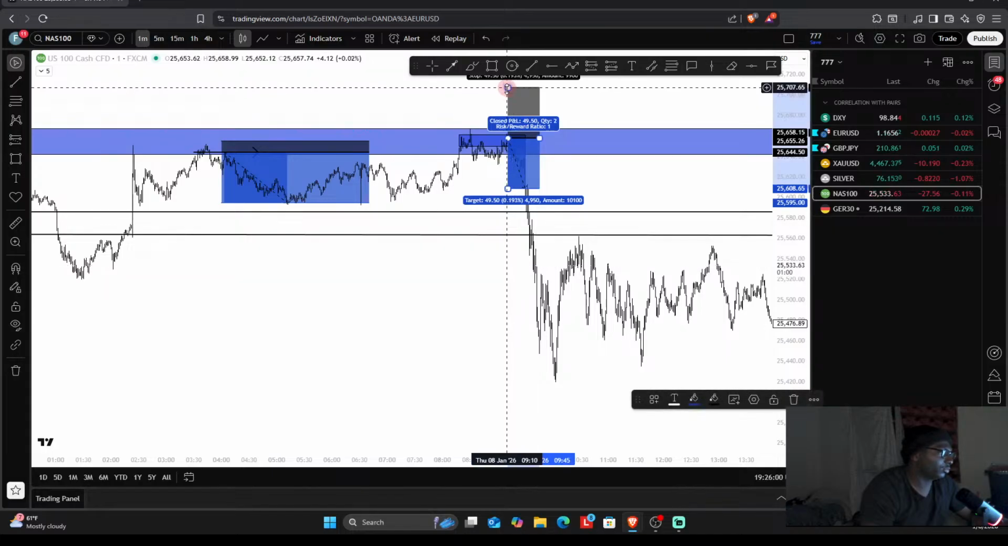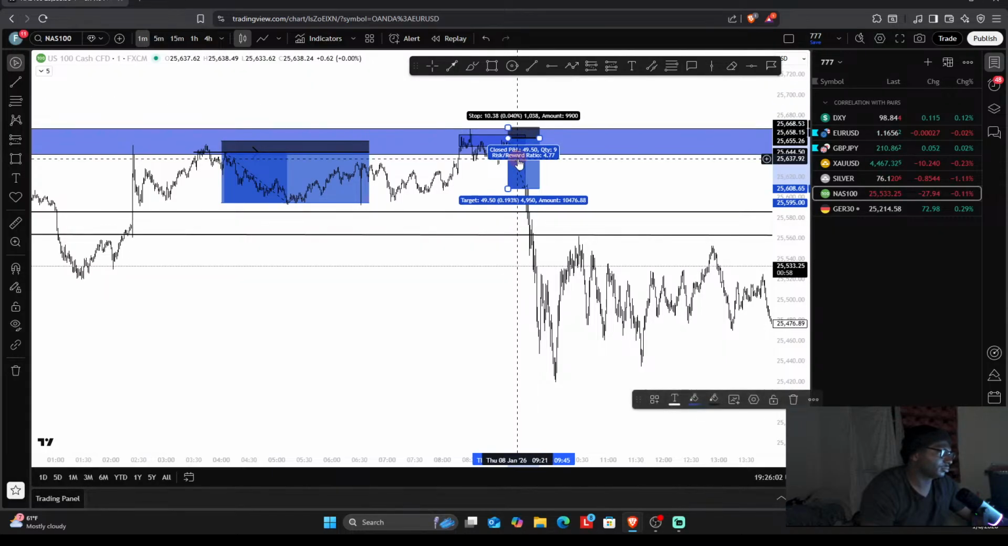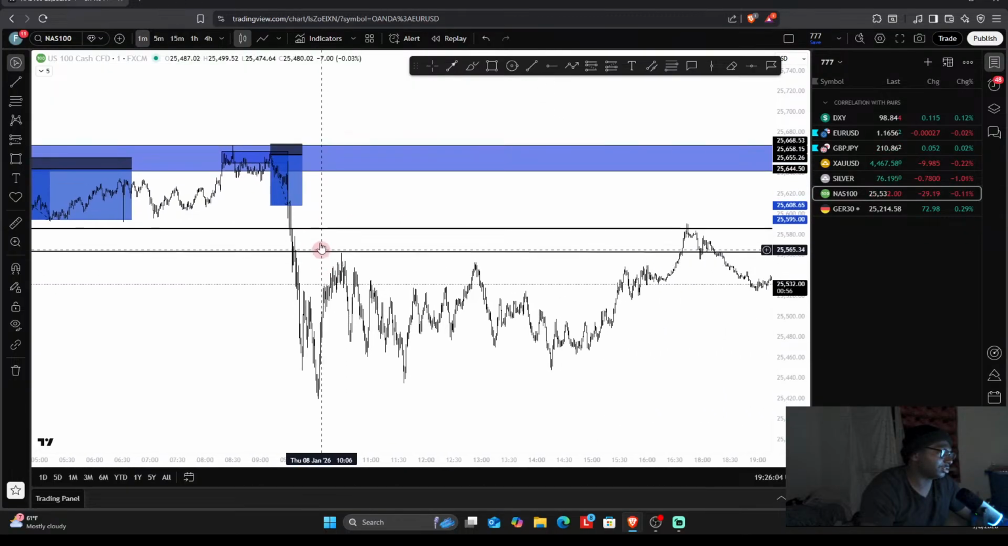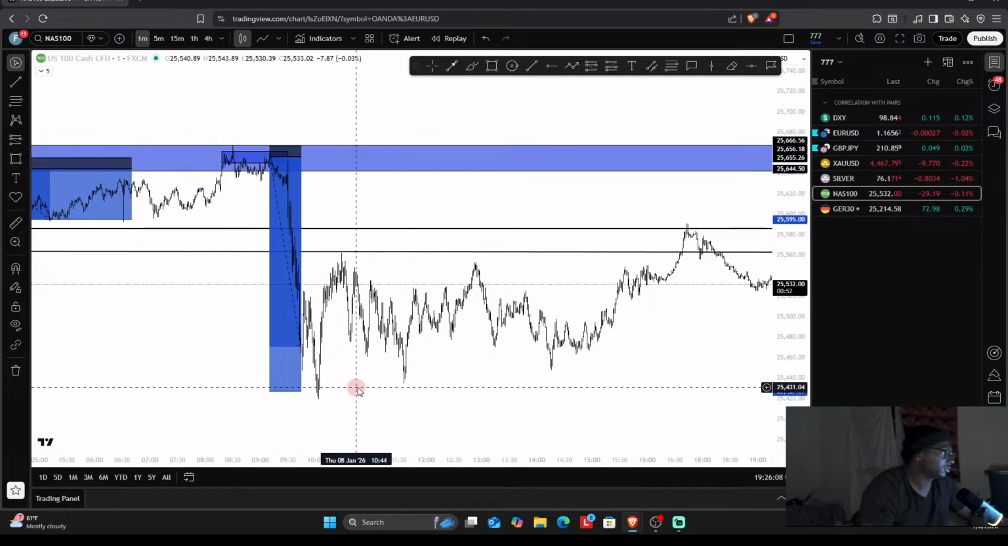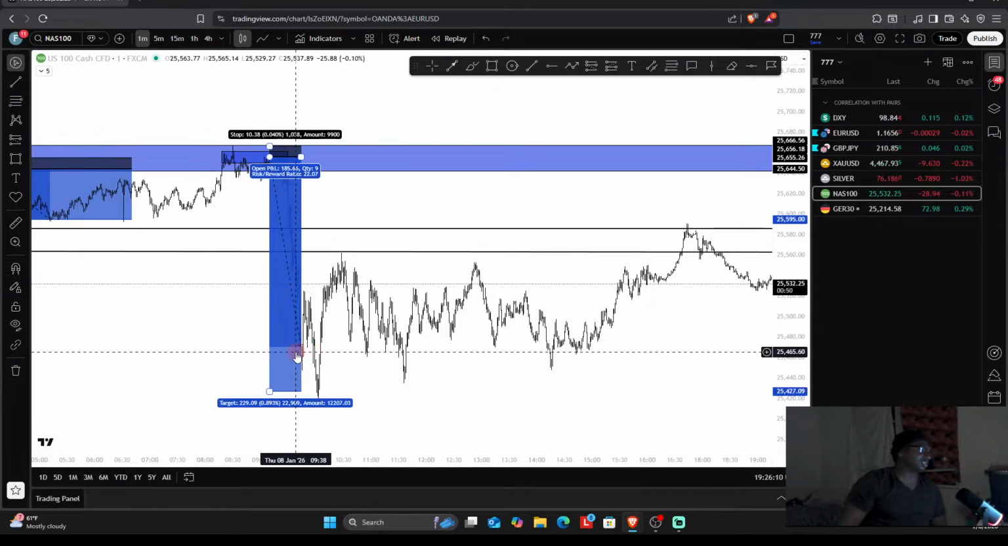Boom. Open of the market. And then boom, it just blasted off. Because why? Overall direction. Sheesh. I wish I played it. That was clean. I'm not gonna lie. That was clean as hell.